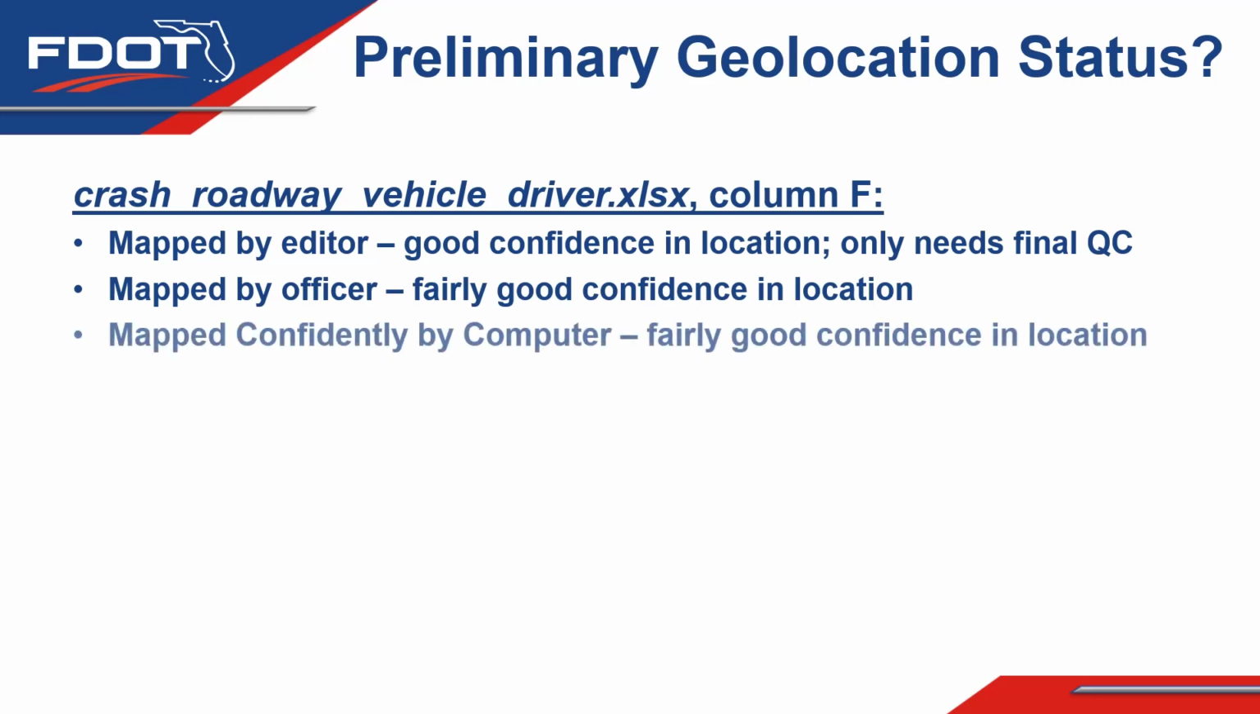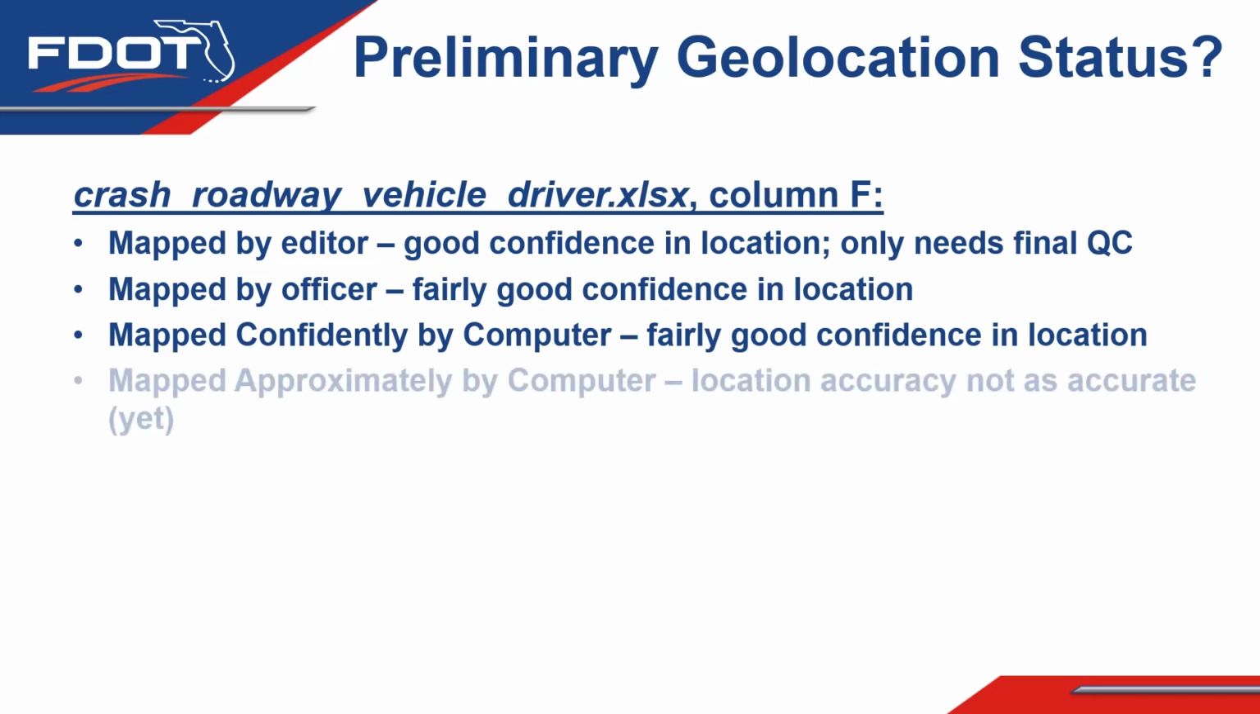For mapped confidently by computer, that's also a crash report with relatively good confidence of the location because it's been located by a computer based on the address in the crash report, and only a single geographic location has been found by the computer. The next value of mapped approximately by the computer is located by a computer based on the road names in the crash report, and it's found multiple matches for the roads.